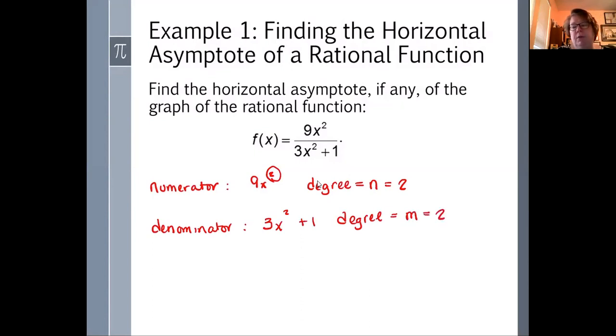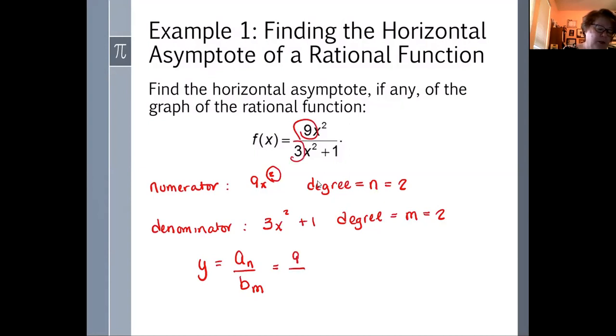And from our rules for finding horizontal asymptotes, if the degree of the numerator is equal to the degree of the denominator, then the horizontal asymptote can be found by taking a ratio of the leading coefficients. So it's y equals a sub n over b sub n. So in our case, our leading coefficient of our numerator is 9.